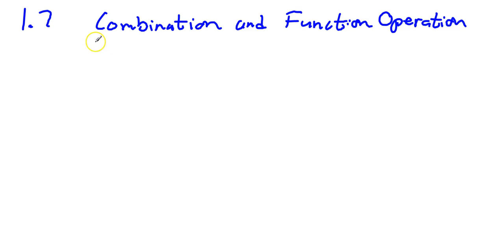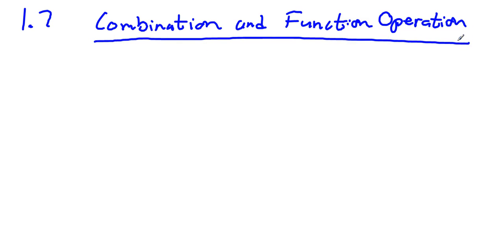So two things in 1.7. We've got combinations of functions and function operations. And the first one we'll look at is just function operations, because it's basically just that. You're going to add, subtract, multiply, and divide functions.